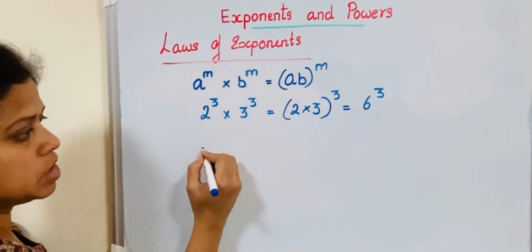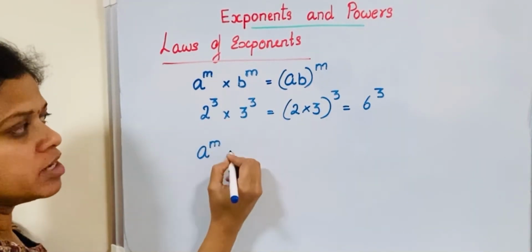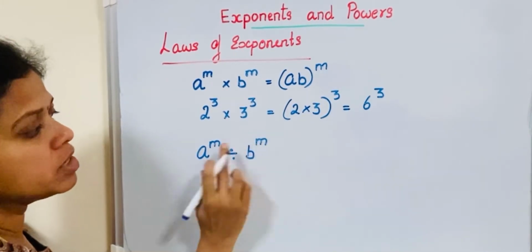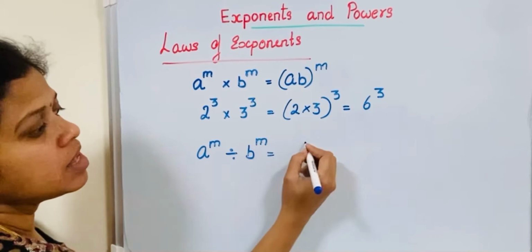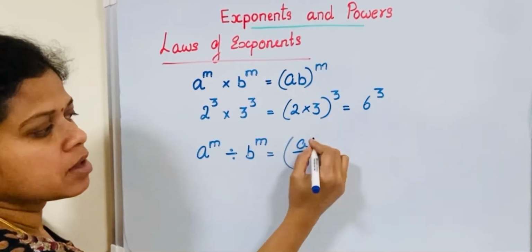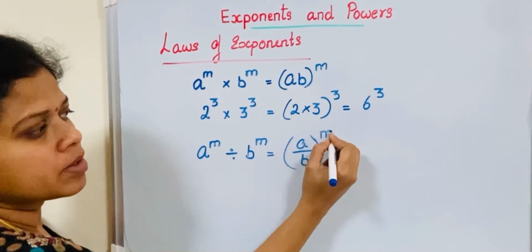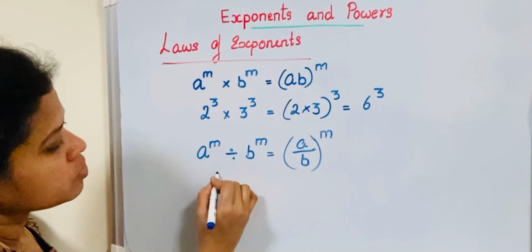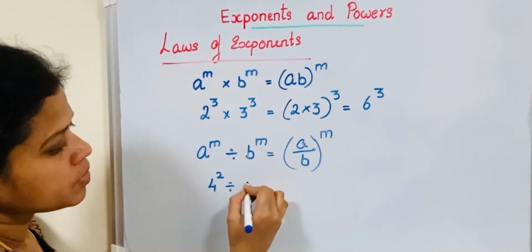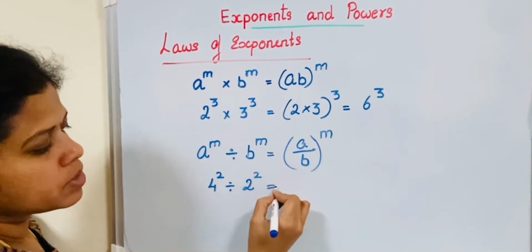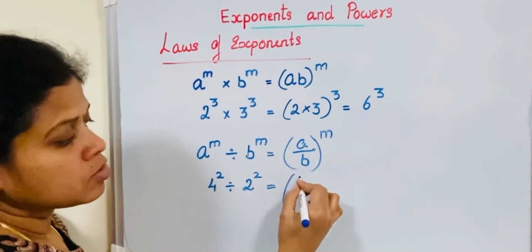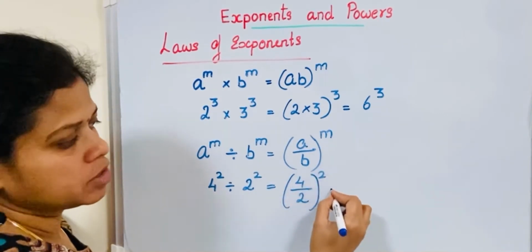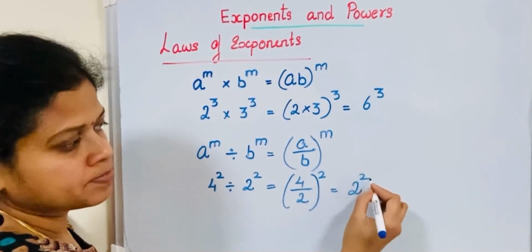Next is for division. In division, if the exponent is the same and the base is different, then just divide the base and put the common exponent. So here it's 4 power 2 divided by 2 power 2. In this case, if the exponent is the same, take the base, divide it and put the common exponent. So 4 divided by 2, it's 2. So this is the answer.